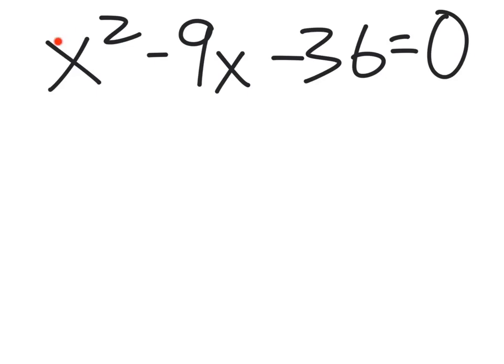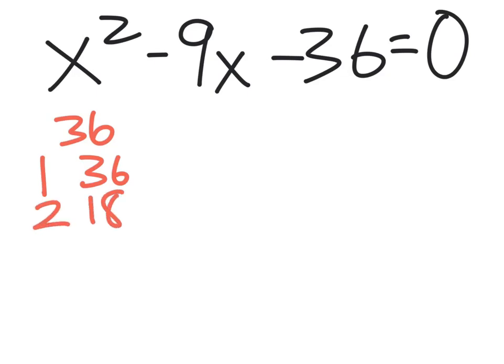And I can see that the leading coefficient is 1. And so we've got to ask ourselves, what two numbers multiply to -36 and add to -9? So I'm going to do this a little bit methodically. I hope that's okay with you guys. And so what do I know? I know that 1 times 36 is 36. Great. 2 times 18 is 36. Or 36 divided by 2 is 18. 36 divided by 3 is what? It's 12. 36 divided by 4 is 9. And then lastly, 6 times 6 gives us 36.